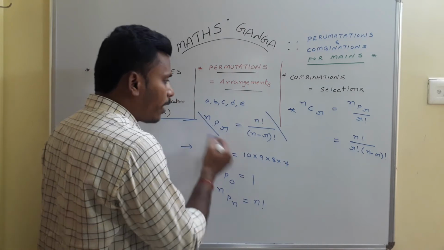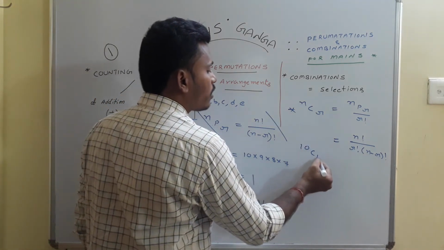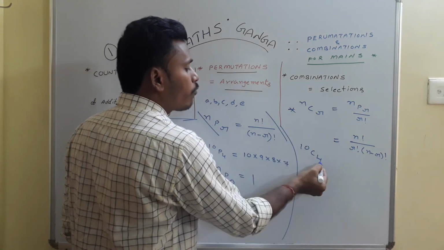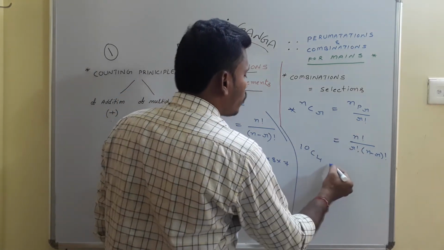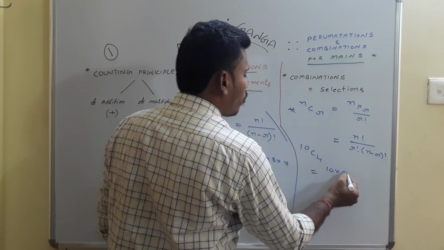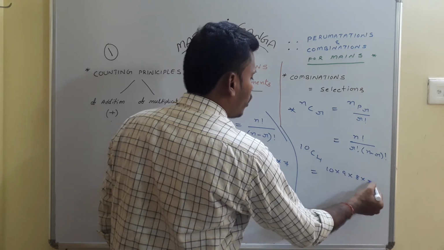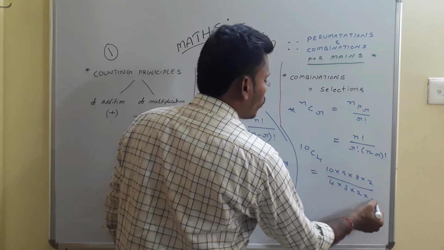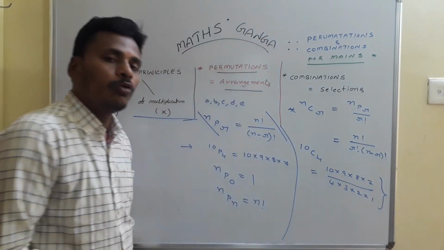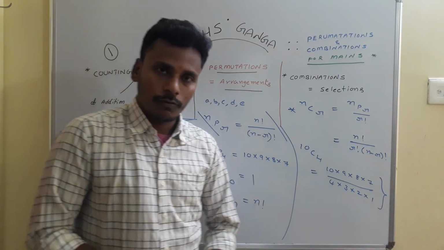Like 10P4, if you wish to calculate 10C4, the number of ways of selecting 4 objects out of 10, you need to use that formula, or otherwise directly write 4 terms in the numerator like 10 into 9 into 8 into 7, and 4 terms in the denominator like 4 into 3 into 2 into 1. If you simplify this, you will get the value of 10C4.